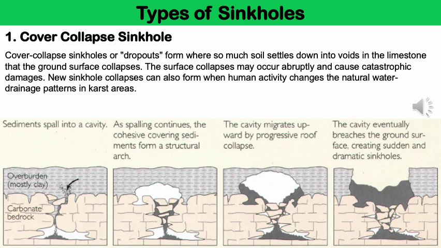So in the beginning of a cover collapse sinkhole, the sediments will fall into the cavity, and as the spalling continues, the cohesive covering sediments form a structural arch underneath the ground. Then the cavity migrates upward by progressive roof collapse. Then eventually the cavity breaches the ground surface and it will create sudden and dramatic sinkholes. Usually this will develop suddenly over a period of an hour, and it will also cause catastrophic damage.